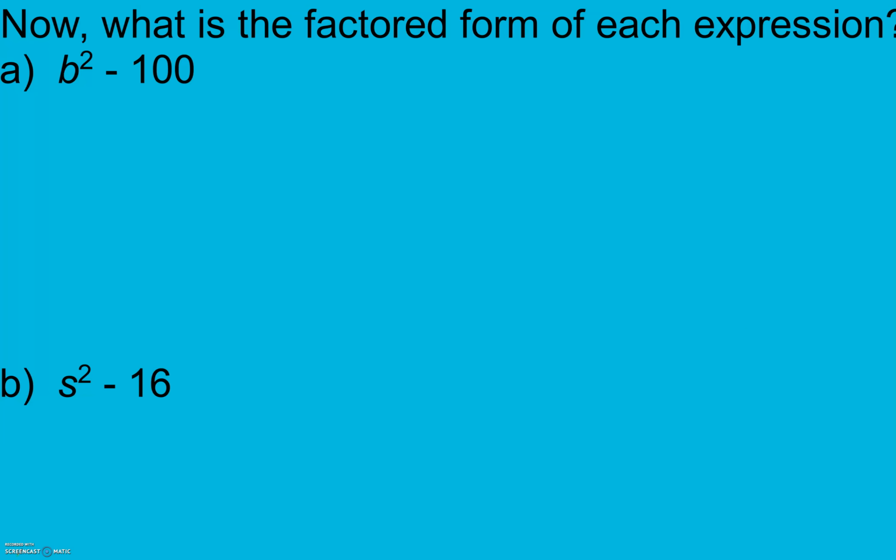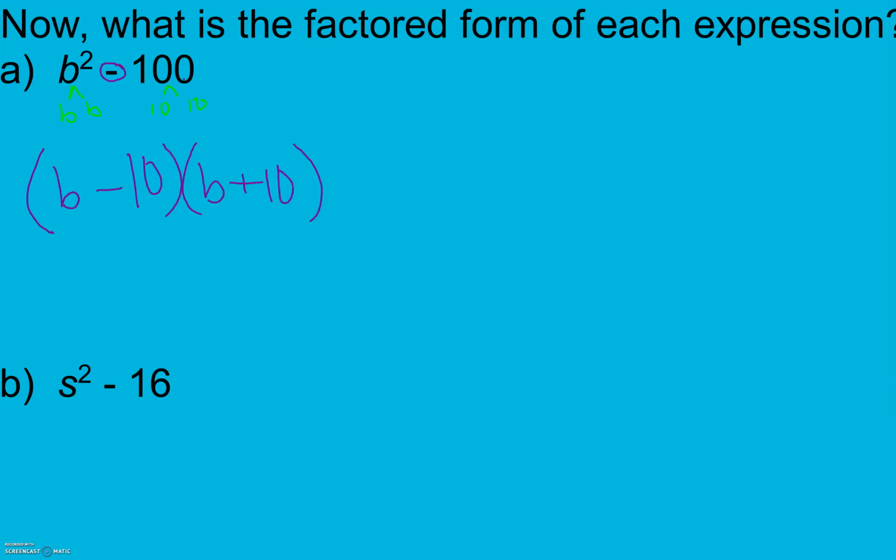Now, feel free to pause here and give this a try if you'd like. Here we have b squared and 100. Okay, both of those are perfect squares. B squared is b times b, and 100 is 10 times 10. So we're going to try and factor this as a difference of two squares. Difference means we're going to have different signs. Because we have a minus constant, when we multiply our lasts, our signs have to be different. In order to get to b squared, it's b times b. In order to get to 100, we take 10 times 10.